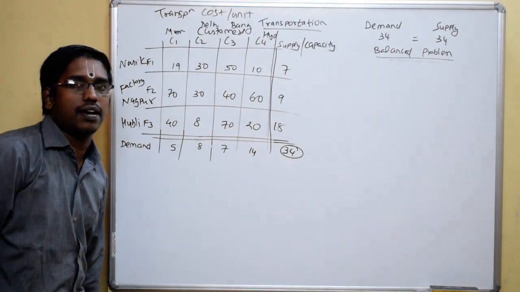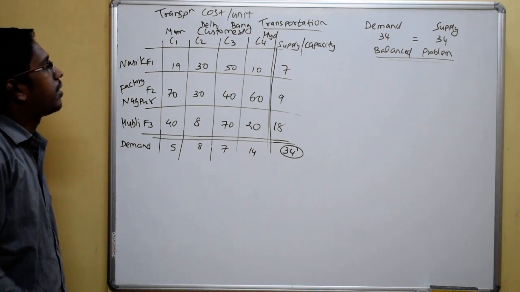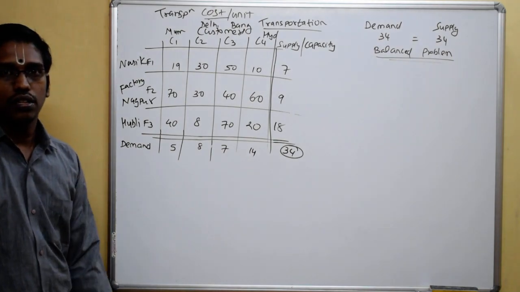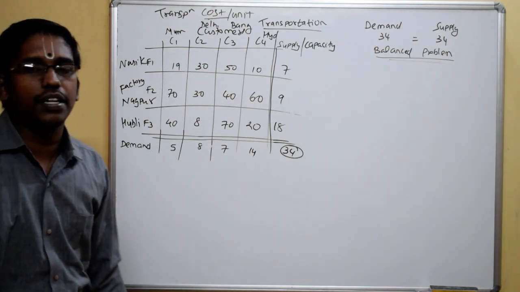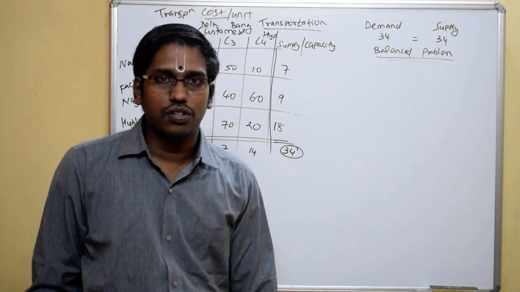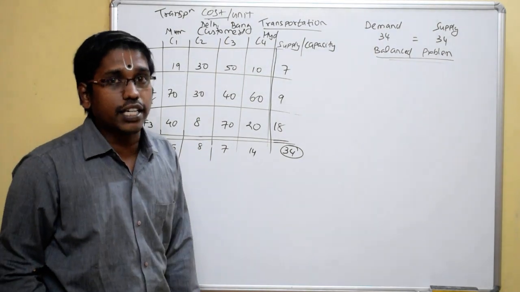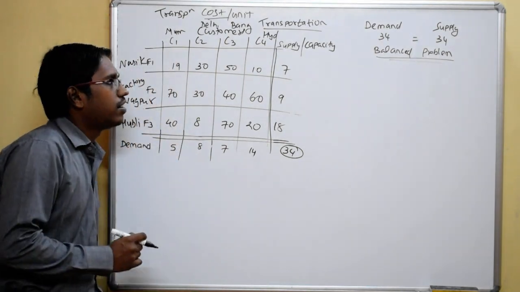Now that this problem is a balanced one, before you proceed ahead, let's learn that in this particular problem, we assume the matrix to be cost. All these figures 19, 30, 50, 10, etc. represent per unit transportation cost. Now, how do you read this particular sum? Or what is the objective of this particular topic called transportation?